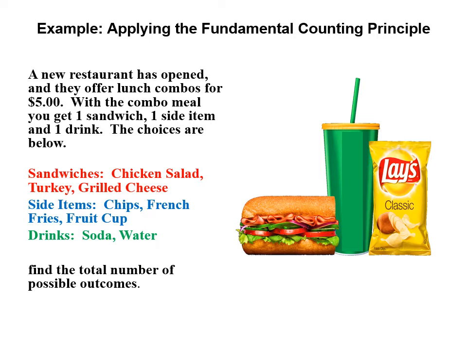A new restaurant has opened and they offer lunch combos for $5. With the combo meal, you can get 1 sandwich, 1 side item, and 1 drink. Now the choices below. For the sandwiches, we have 3 choices: chicken salad, turkey, grilled cheese. For the side item, we have chips, french fries, and fruit cup. And for the drinks, we have soda and water. Find the total number of possible outcomes.